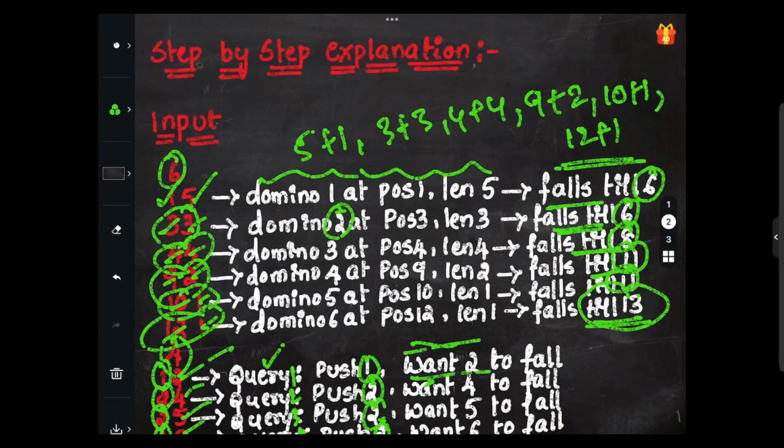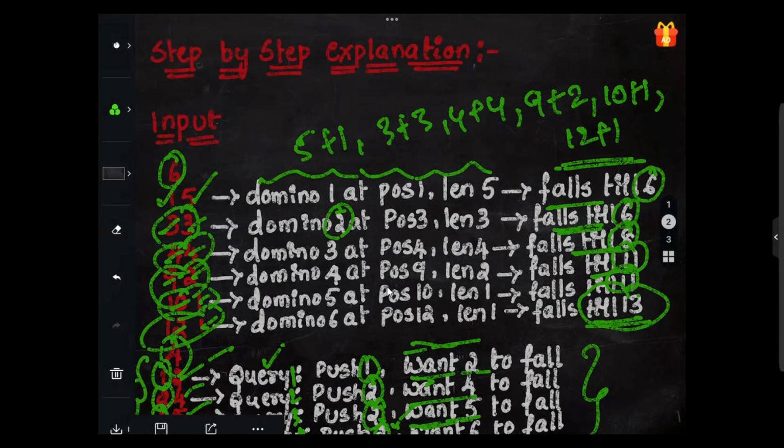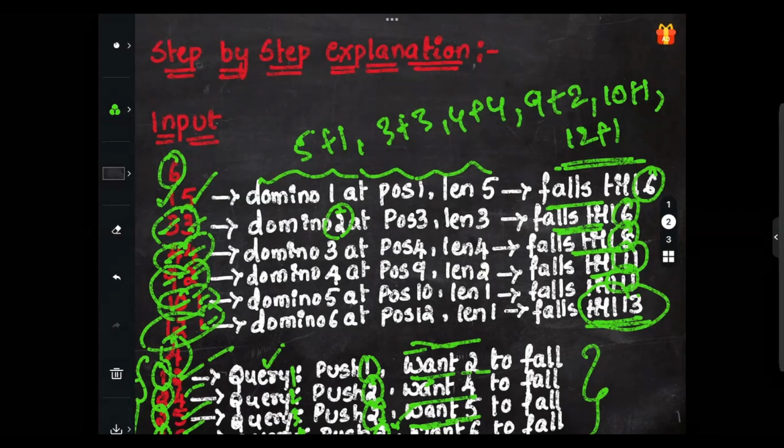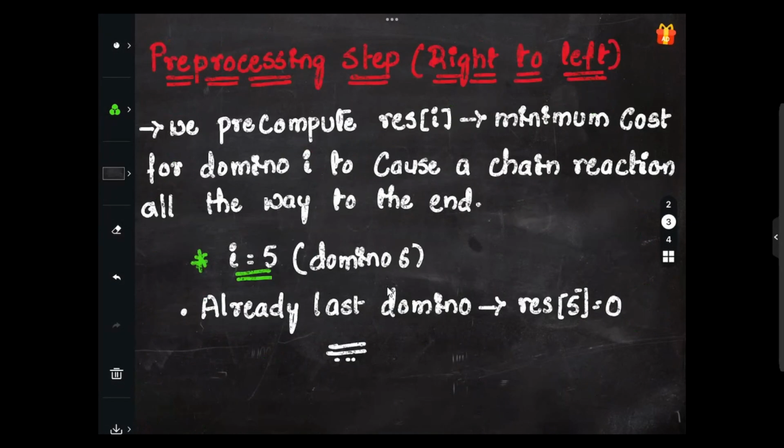We are pushing 2, wanting 4 to fall. We are pushing 2 again, wanting 5 to fall. We are pushing 2 again, wanting 6 to fall. I hope this part is completely clear. I hope the input-output part is completely clear, because this is important for the further steps.